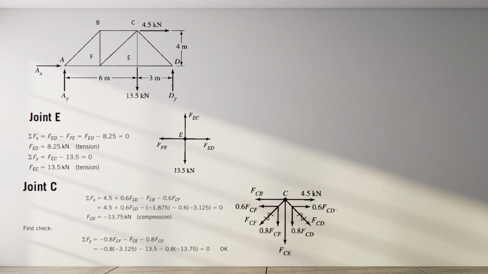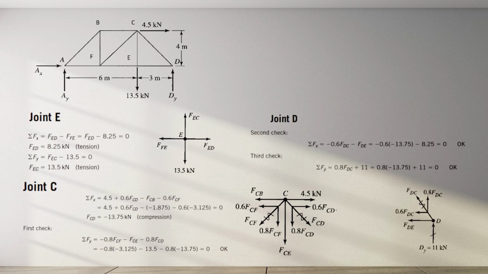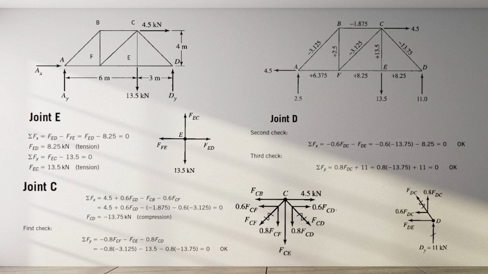You should also apply the equilibrium equations for joint C and joint D. At the end, you will draw your final answer and put the numbers in the free body diagram. If the number is negative, the member is in compression. If it is positive, it means the member is in tension.